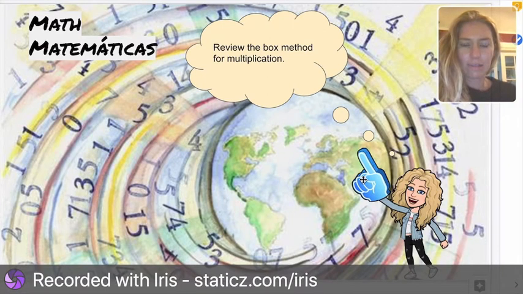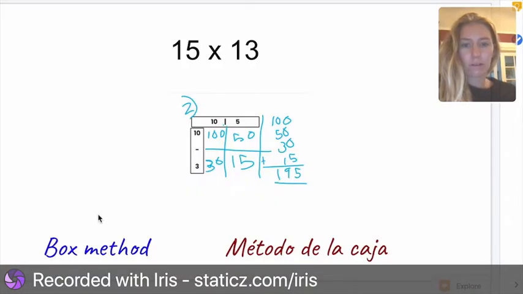Hello, math friends. Today we're going to continue with our activity from yesterday. So we're going to be reviewing the box method for multiplication. And yesterday, you all solved a problem like this, 15 times 13. And this is just one student work example I grabbed.